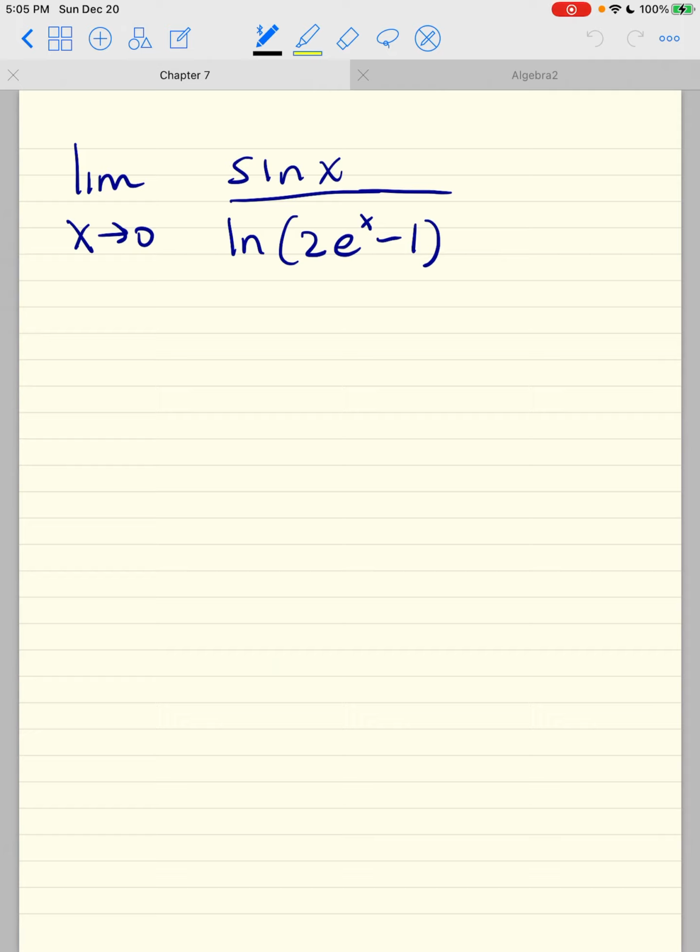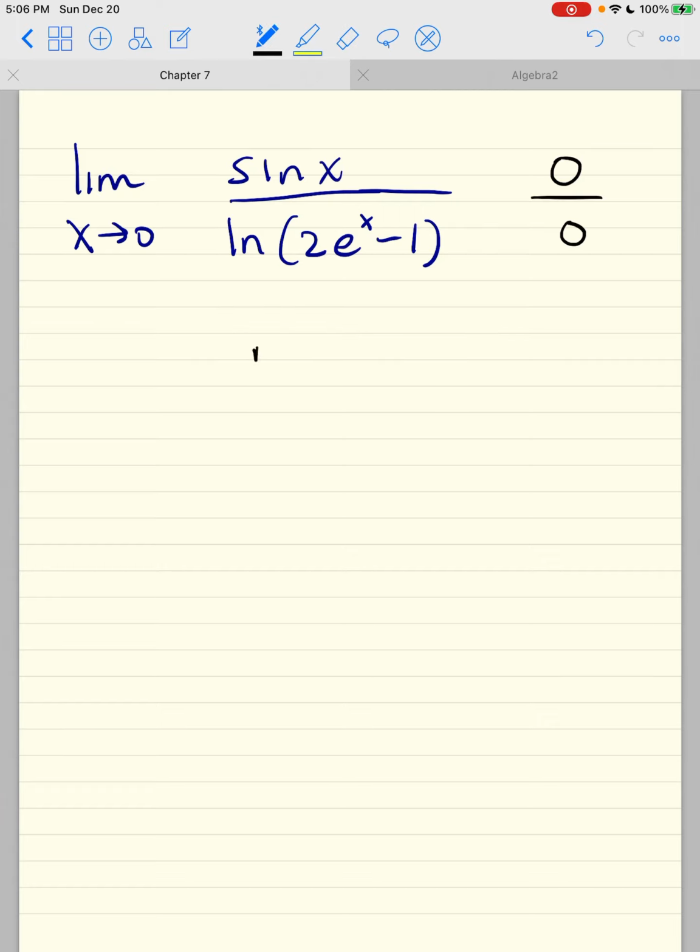In this problem here, we're going to get 0, because sine of 0 is 0, and we're going to get 2. Now remind yourself, e to the 0 is 1. 1 times 2 is 2. 2 minus 1 is 1. The natural log of 1 is 0, so I have 0 over 0. I can apply L'Hopital's rule here.